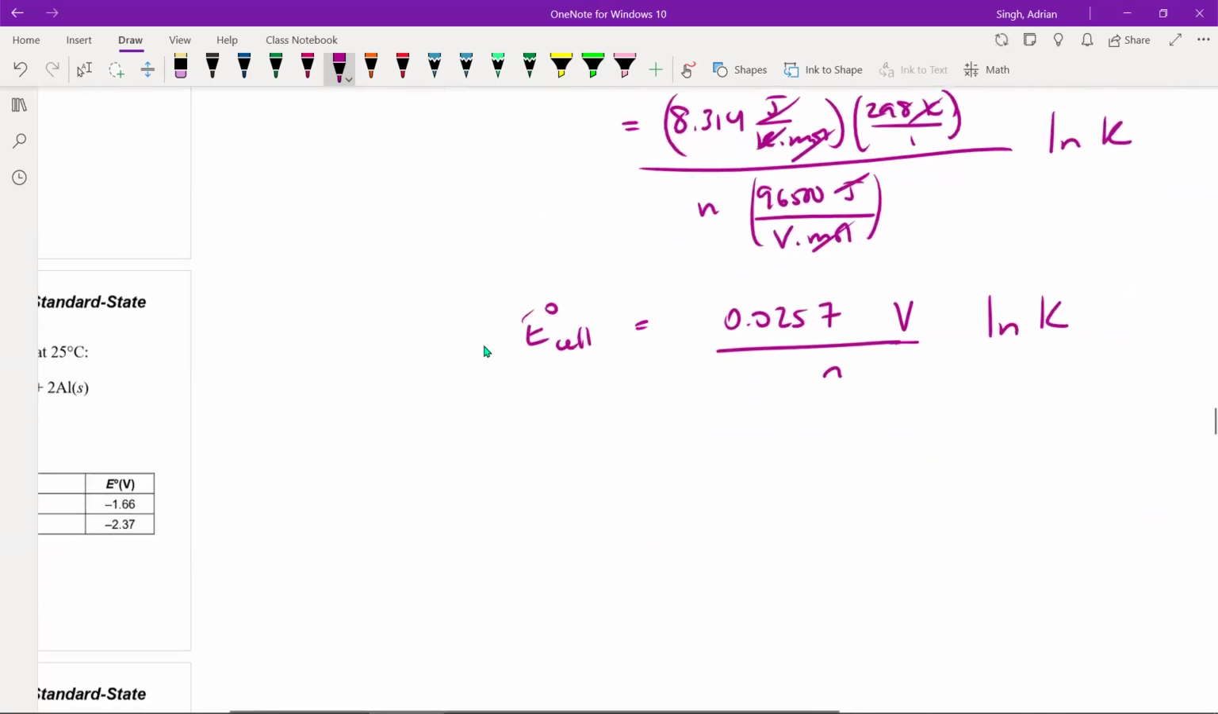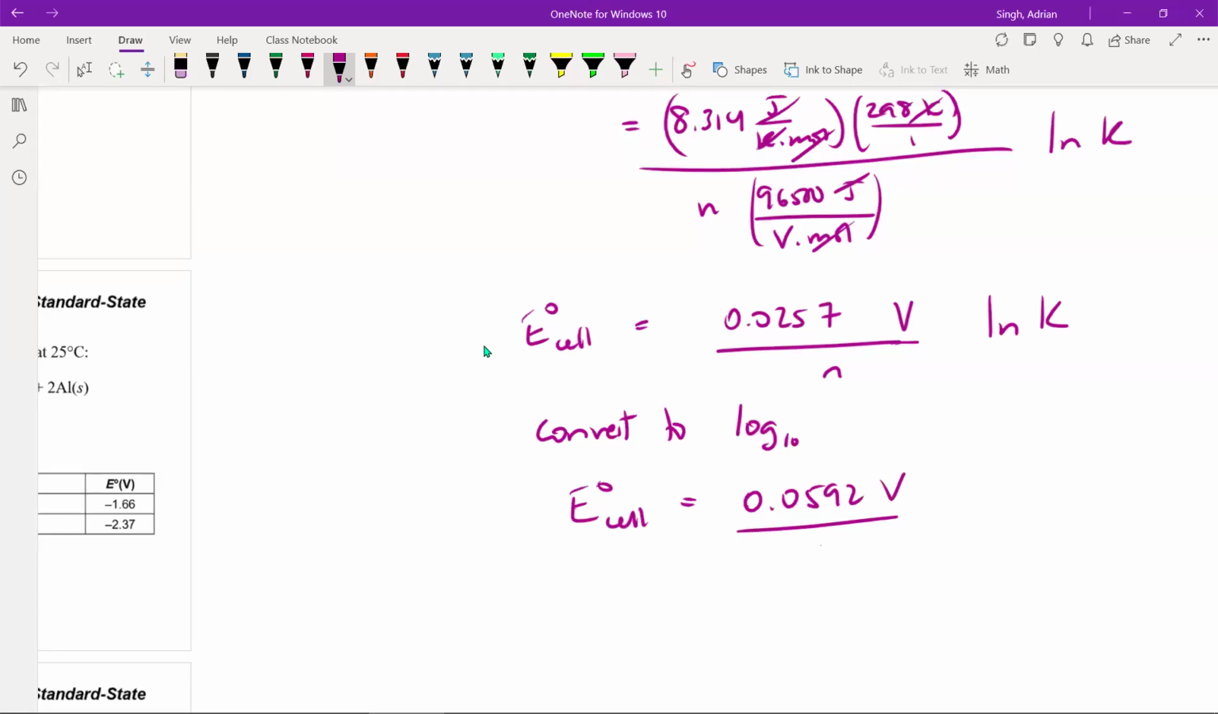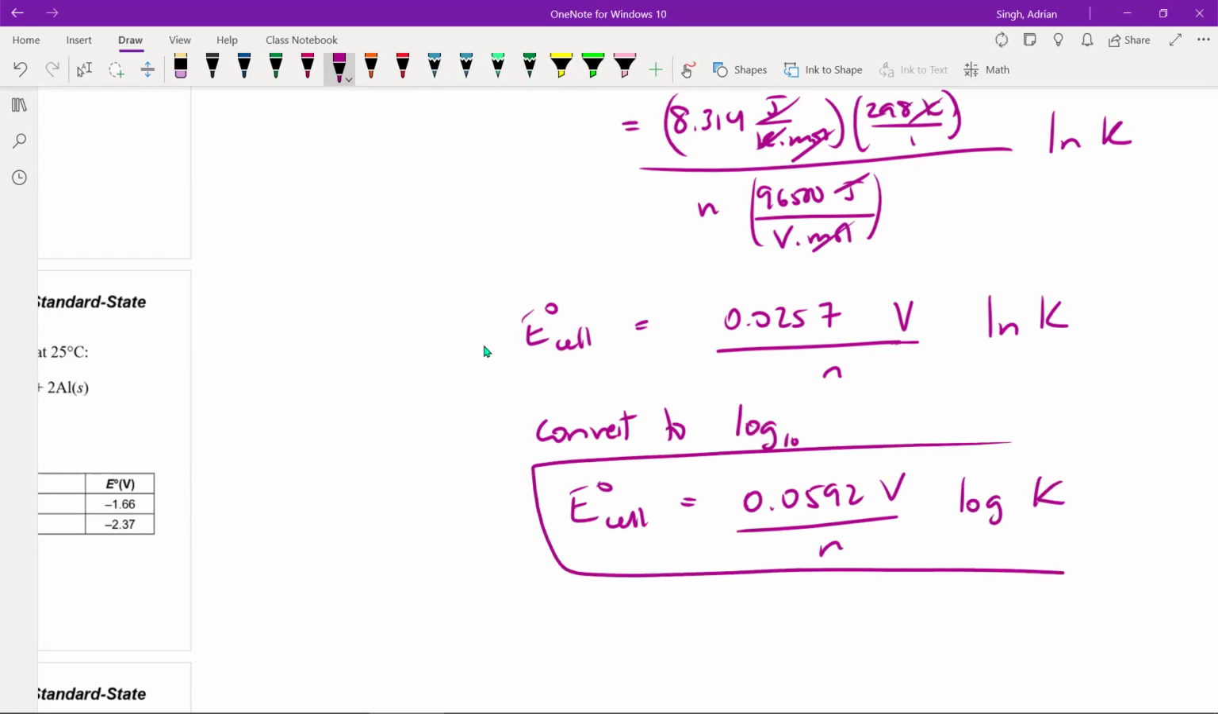We can convert this, instead of the natural log, to log base 10. And then what we end up with is a slightly more useful equation. We have E of the cell is 0.0592 volts over N, the number of moles of electrons, times the log of the equilibrium constant K. So now what we've done is we've related E of the cell to the equilibrium constant K. And this is at 25 degrees, these are standard conditions.